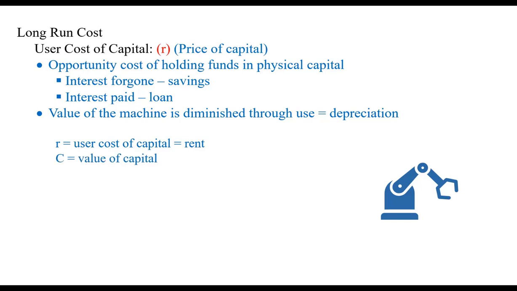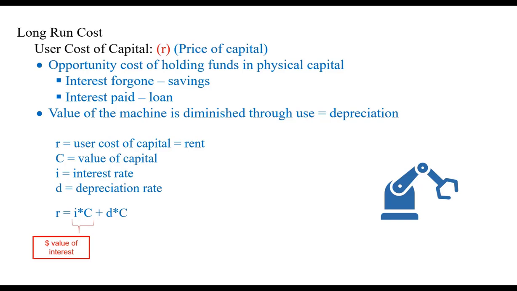That doesn't necessarily imply that you're renting the machine, but just that we want to talk about this as rent. C is the value of the capital. Let i be the interest rate and d be the depreciation rate. So we define the user cost of capital as the interest rate times capital plus the depreciation rate times capital. This piece is the dollar value of the interest that's foregone or that's paid as a loan. And this piece is the depreciation of that capital.